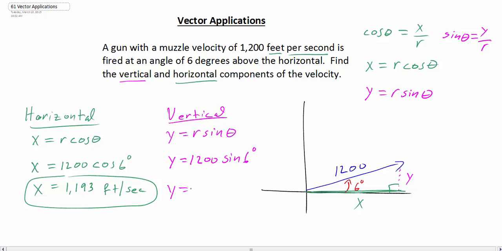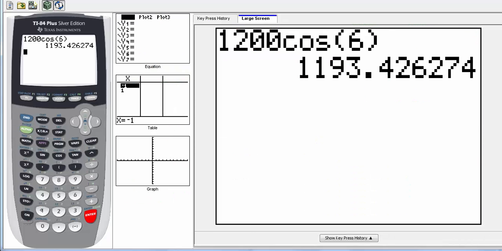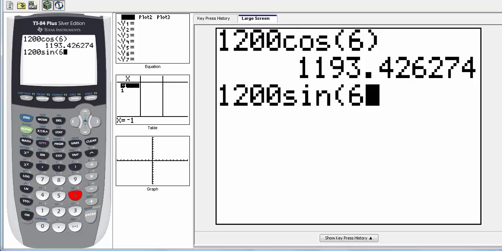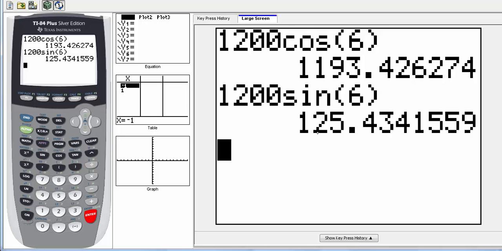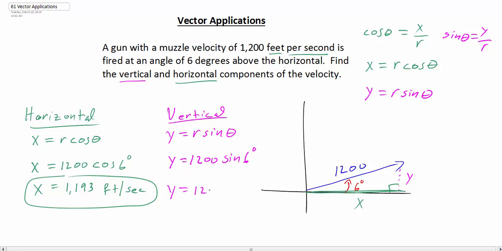And here we're going to end up with, going to the calculator, 1200. And this time we'll use the sine function. And obviously this is going to be smaller. We get 125. So we would have 125 feet per second. And we can tell, like we said before, this is a small angle. So most of this velocity of the 1200, most of that's going in the x direction, and then a small amount is going in the vertical direction.